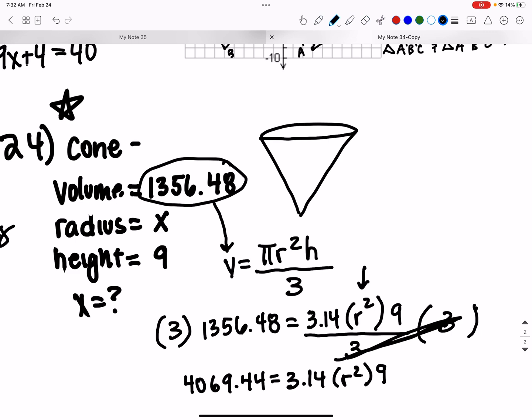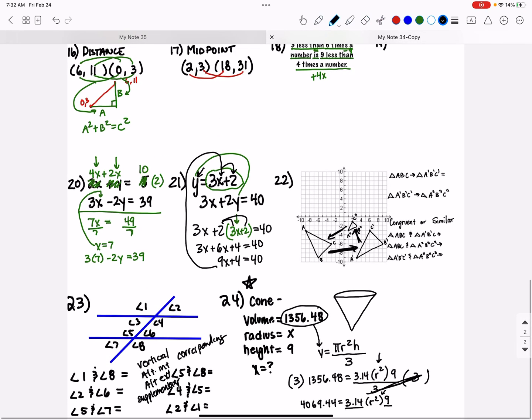All right, you need to start dividing by things. You need to get rid of the 3.14. Try that. You need to get rid of the 9. Divide by that. Then at the very end, you're going to need to take the square root to figure out the radius. Okay, and that'll end up being it.